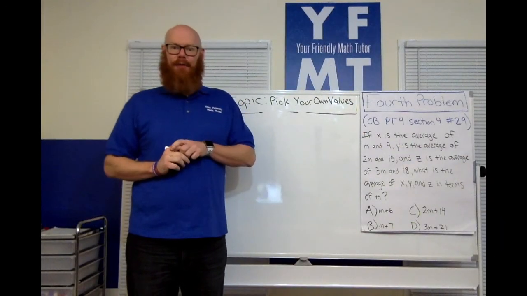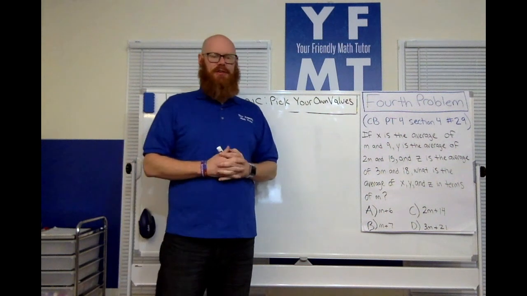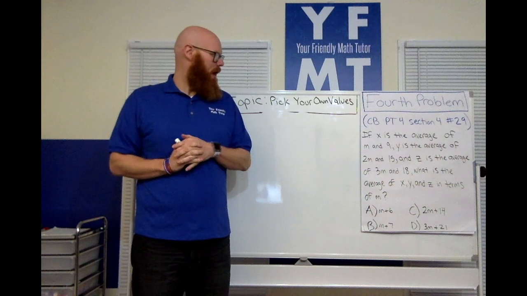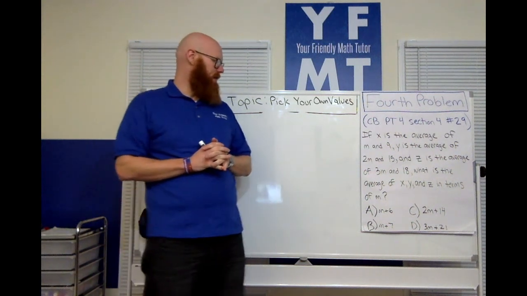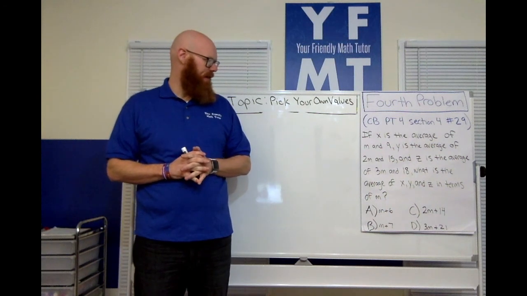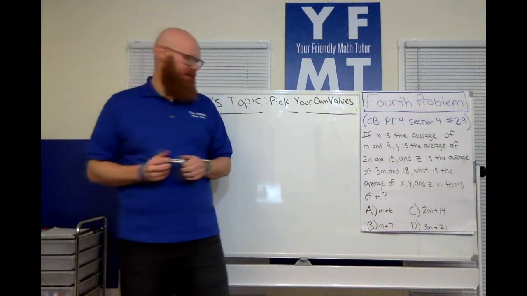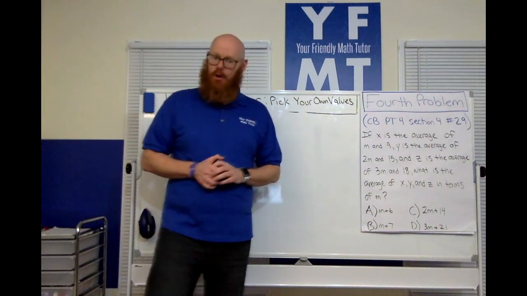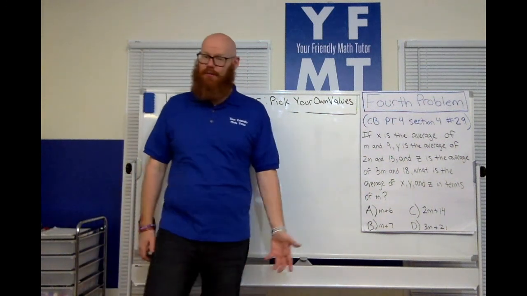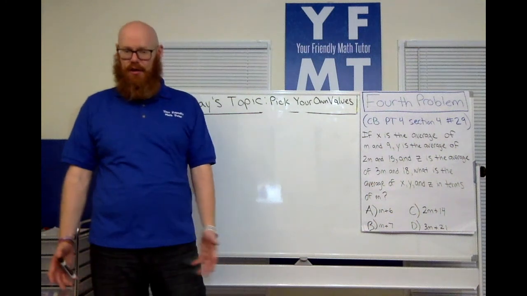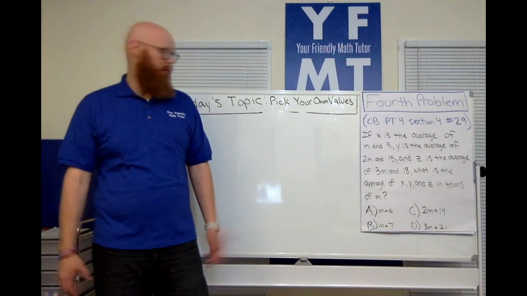All right, now to problem number 4. This is College Board Practice Test 4, Section 4, number 29. If x is the average of m and 9, y is the average of 2m and 15, and z is the average of 3m and 18, what is the average of x, y, and z in terms of m? Quite a long problem, quite a difficult problem. It's number 29 on Section 4, and we know that Section 4 has 30 multiple choice, so number 29 is going to be one of your very, very difficult problems.